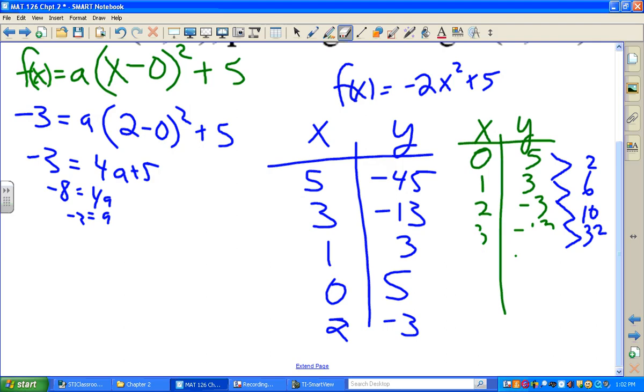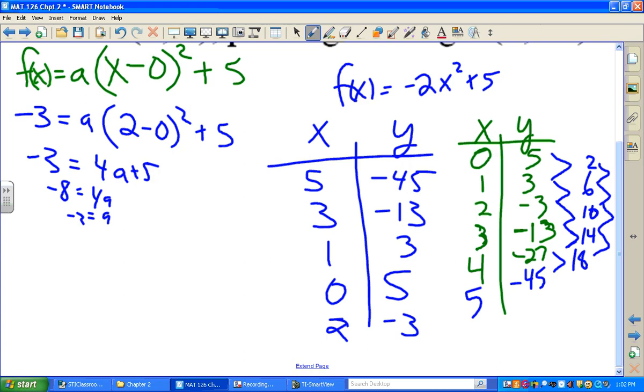I could do it with a 5, but I don't think you get it. So 3 was negative 13, and 4 was what? Negative 27? Okay, what's the difference between those two? 14? And 5 we said was what? Negative 45? And the difference between those two is, what is it? 18. So the second difference is what? 4. That's the quadratic, the only one that has a second difference the same.